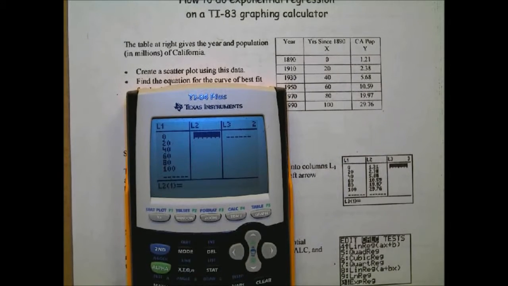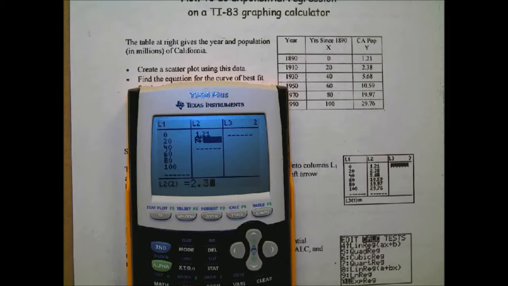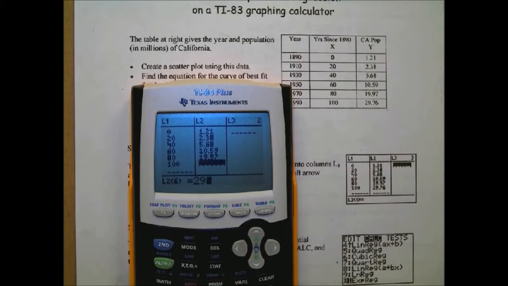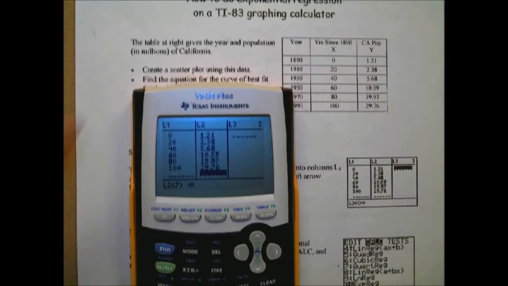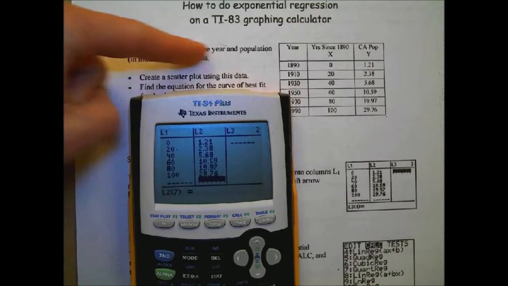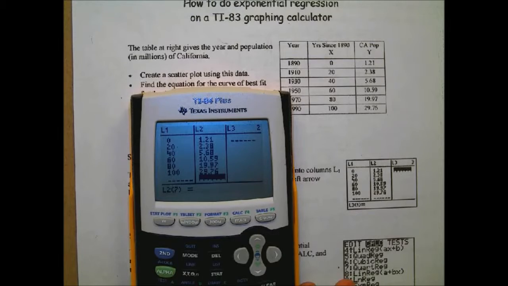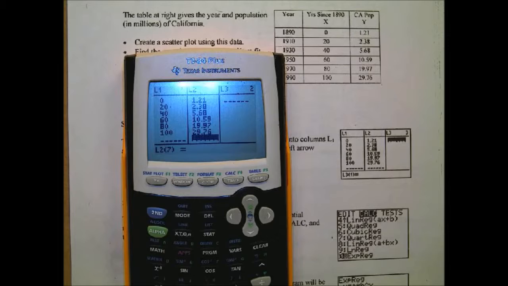Okay? And then for the California population, we're going to put those numbers in for the L2. So 1.21, whoops. Okay. Now, of course, these are in millions, right? The table at right gives the year in population in millions of California. Okay. So there's our data.